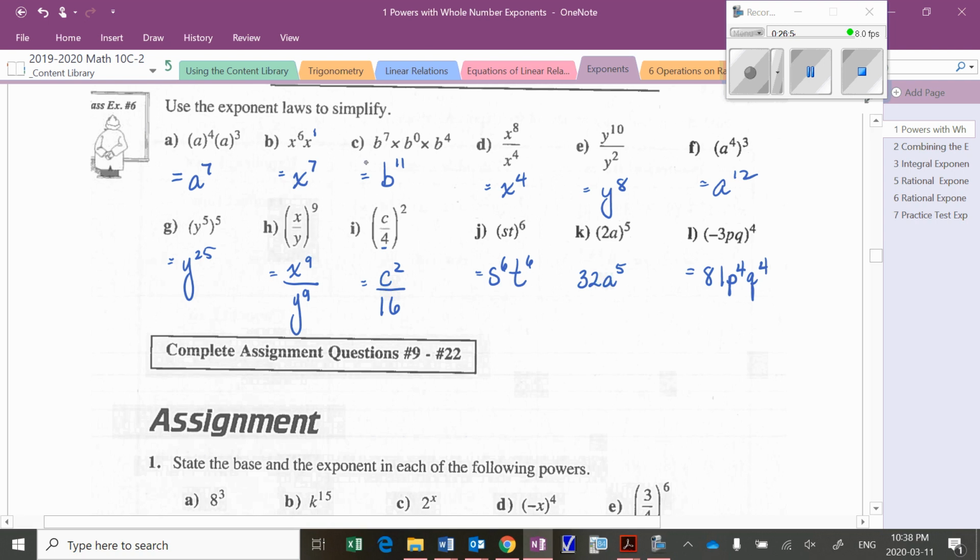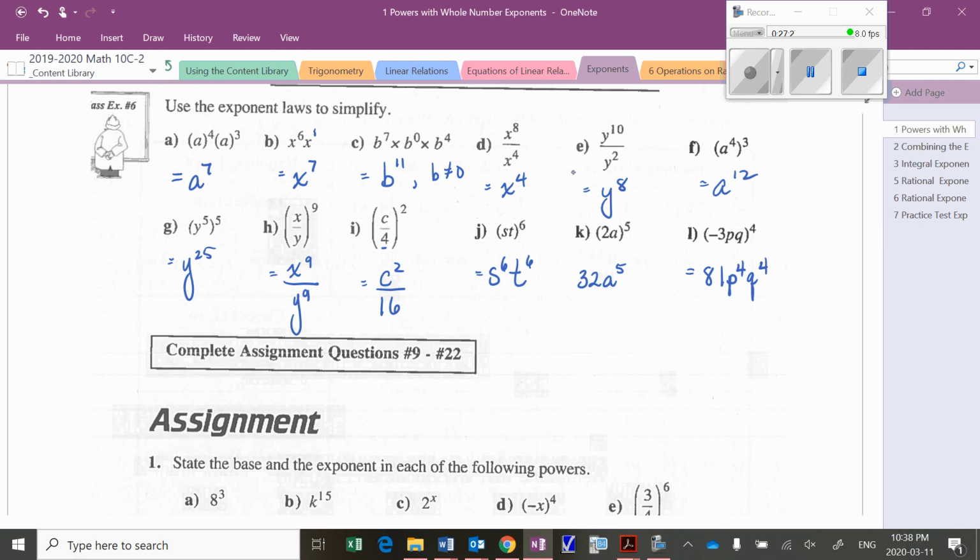Again, expanding this piece, knowing that B to the 0 is just going to be equal to 1. So with that, I'm going to need a caveat that B cannot equal 0. Otherwise, this whole thing would end up being undefined. For D, x to the 8th divided by x to the 4th is x to the 4th. So if we were to expand it, we'd have 8 x's being multiplied in the numerator, 4 multiplied in the denominator, and we could simplify and make a bunch of 1's with those.